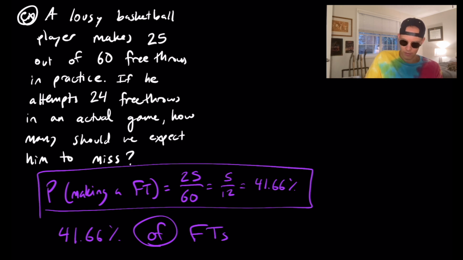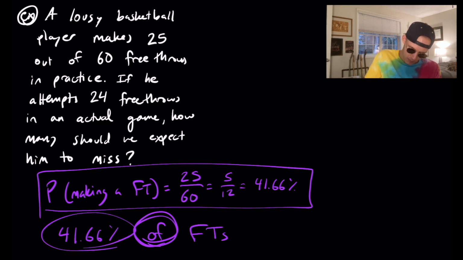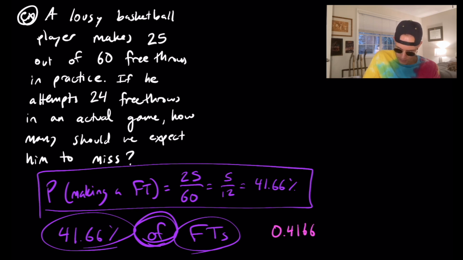So what are we going to do now, right? See the word "of," that should instantly tell you, hey, we're going to multiply, and we're going to multiply this percentage and the number of free throws that this player took. So again, convert your percentage to a decimal. So we'll have 0.4166 times how many free throws did he attempt in the game? 24.